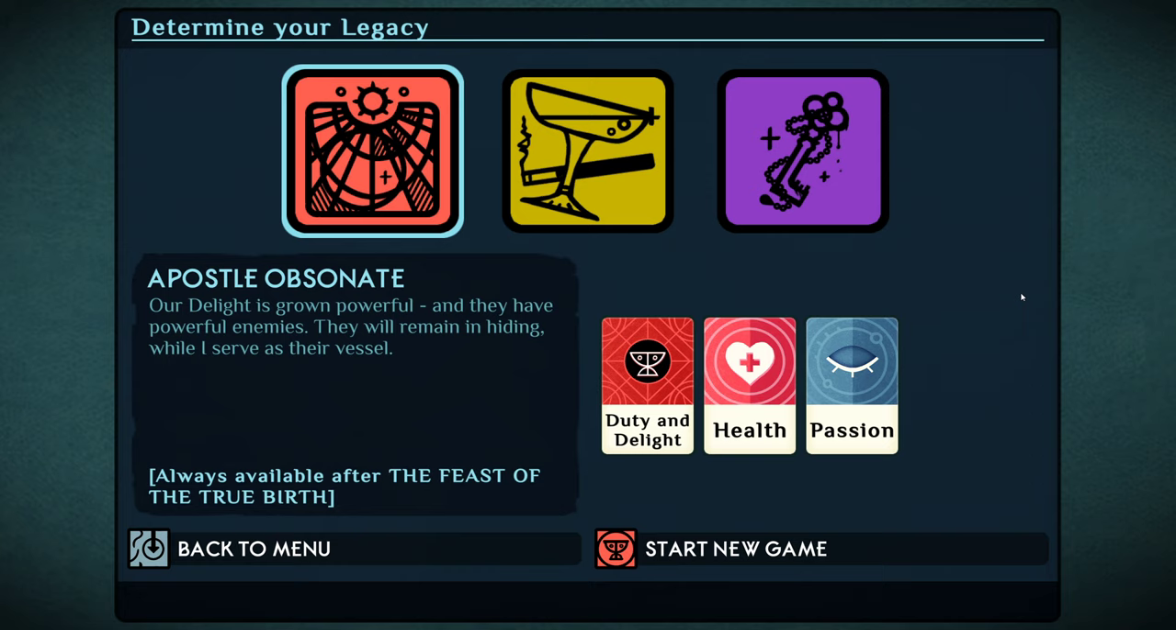And so what we're going to be playing here is the Apostle Obsonate. Our delight has grown powerful, and they have powerful enemies. They will remain in hiding while I serve as their vessel. This is always available after the Feast of the True Birth, and it starts with duty and delight, health and passion. We'll be able to figure out what those are when we start the game.